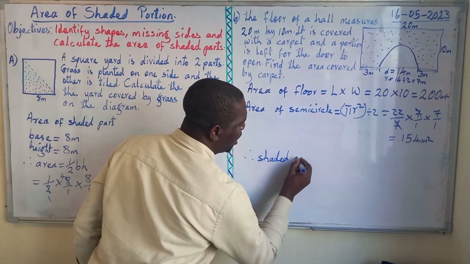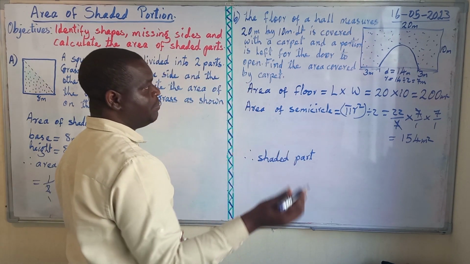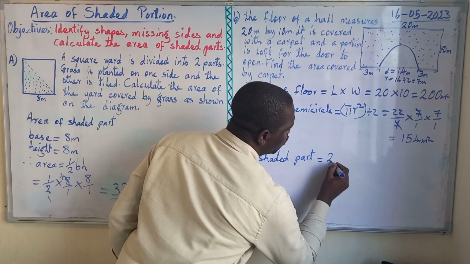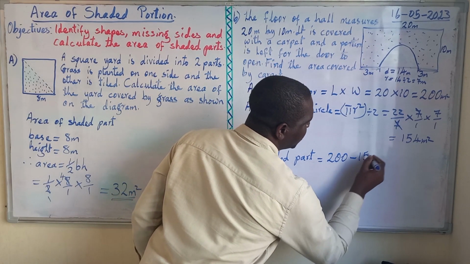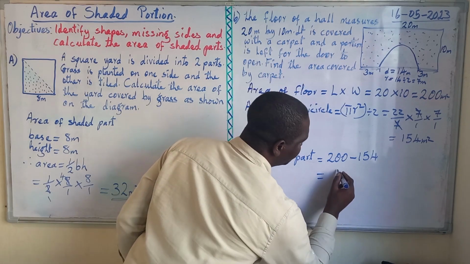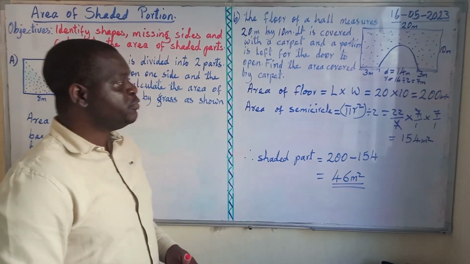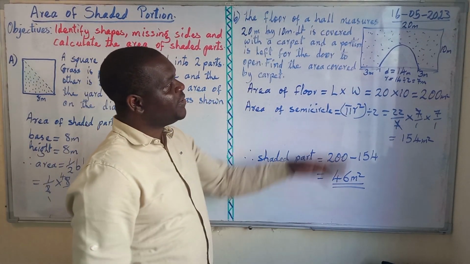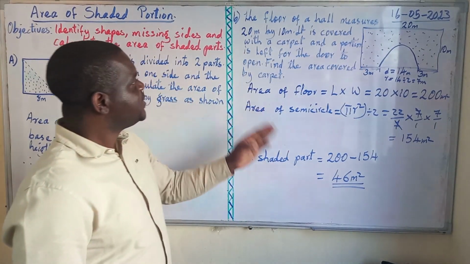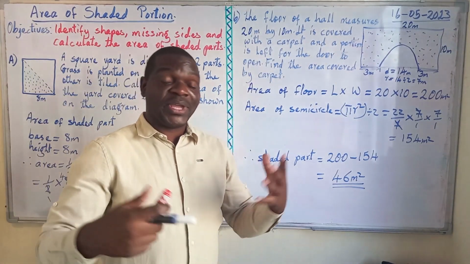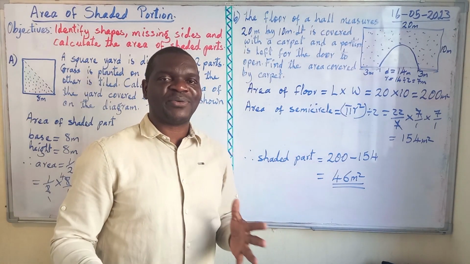Therefore, the shaded part, or area covered by carpet, if you wish, will be equal to 200 minus 154, and this will give 46 meters squared. So this is what you're supposed to do to find the area of this shaded part. Let's move on to the next example so that we can better understand how to calculate shaded portion.